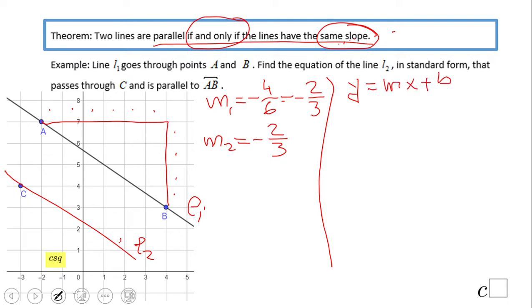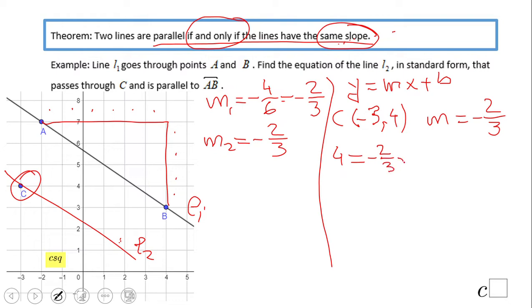And in this one we have what? We have the y. Let's take a look, the point C is negative 3 and 4. So the y is 4, the x is negative 3, and the slope in this case is that slope we discussed before. So we're going to plug it in, and we're going to have 4 equals the m, negative 2/3, times x, negative 3, plus b.